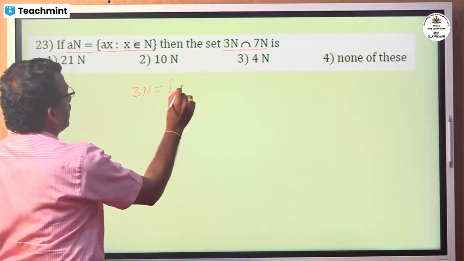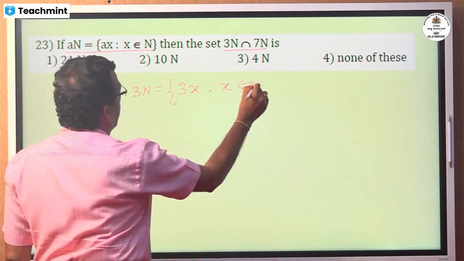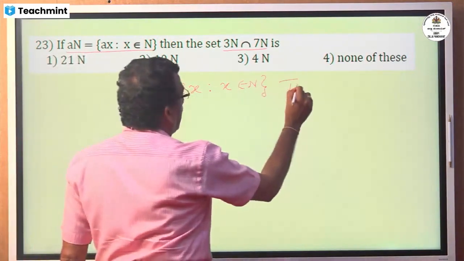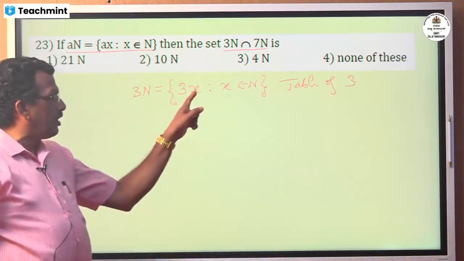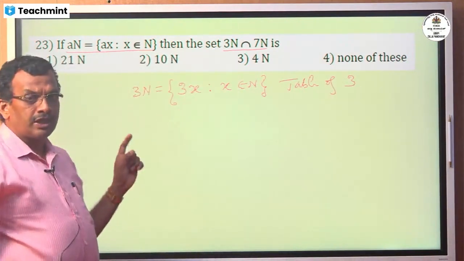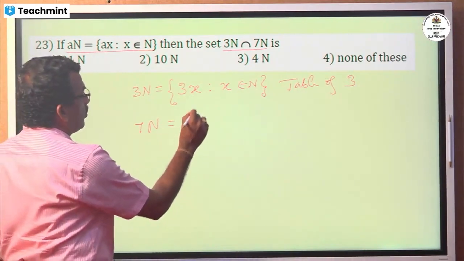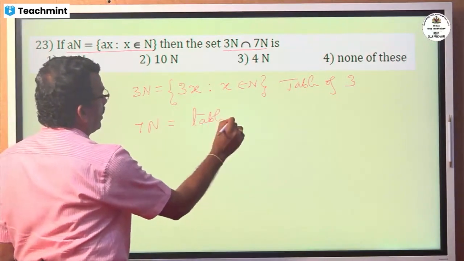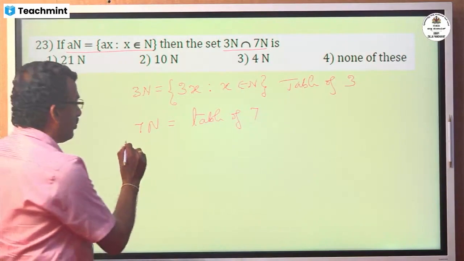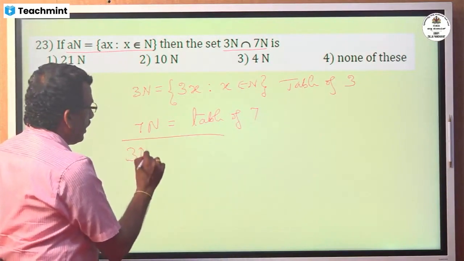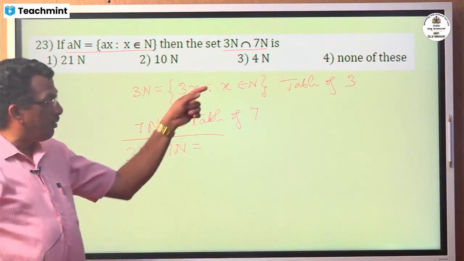3N is a set with elements 3x, x belongs to N. That means it is the table of 3. x is a natural number, so I can keep giving 1, 2, 3, 4. So it is the table of 3. What is 7N then? 7N is equal to the table of 7. What is 3N intersection 7N? Intersection means common elements. It should be here and also here.